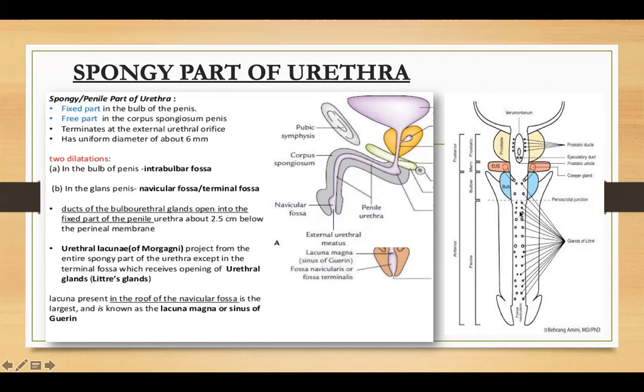Urethral lacunae project from the entire spongy part of the urethra except in the terminal fossa, which receives openings of the urethral glands known as Little's glands. So here is the opening of Little's glands in the spongy part of the urethra.